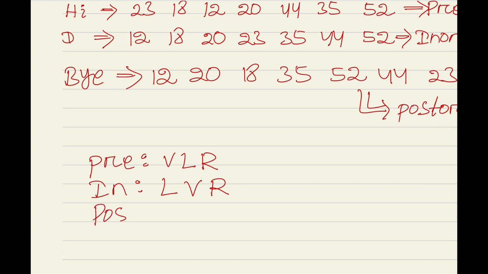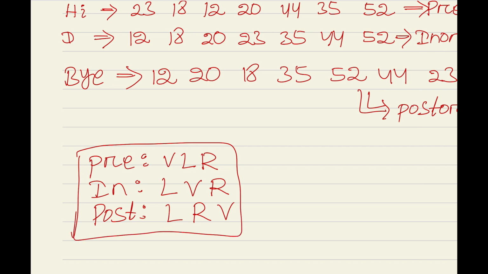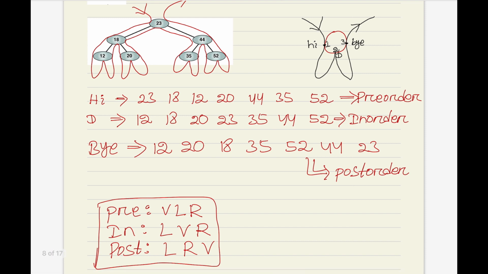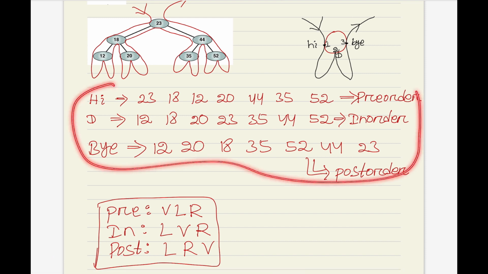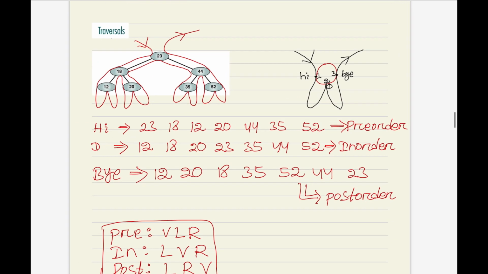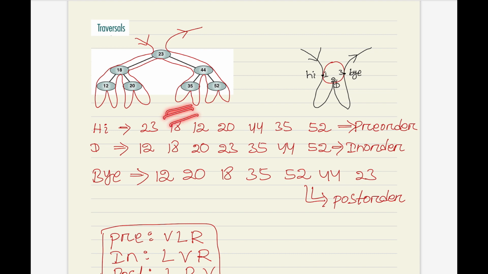Then for post-order, first visit the left one, then the right one, then the root. So formally we can say this is the order of visiting in pre-order, in-order and post-order. Or we can draw a line and find it like this: the order of high, the order of dinner and the order of buy. We have thoroughly discussed pre-order, in-order and post-order in the previous lecture, so you can go through that.